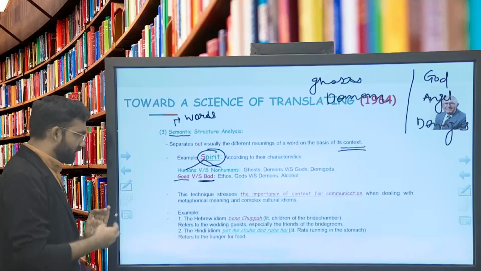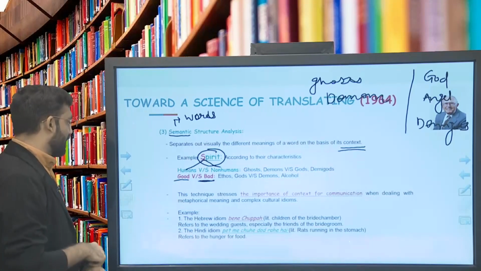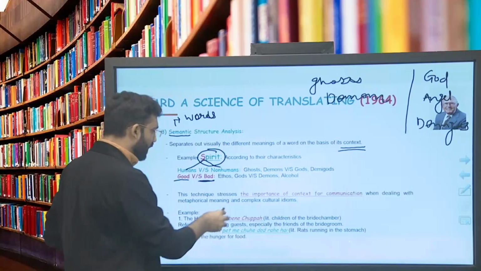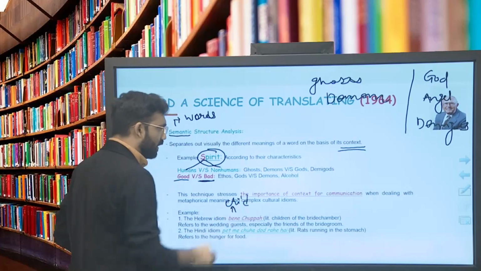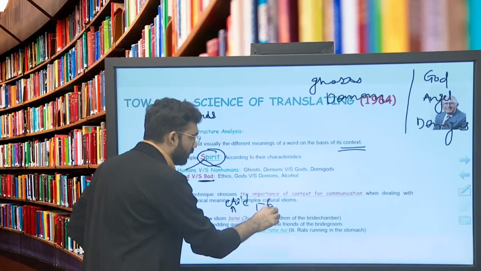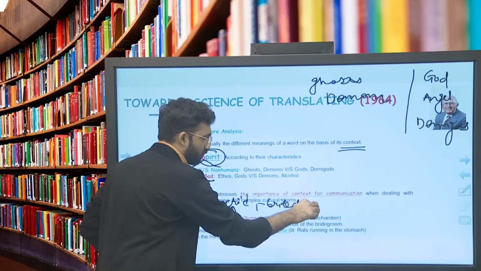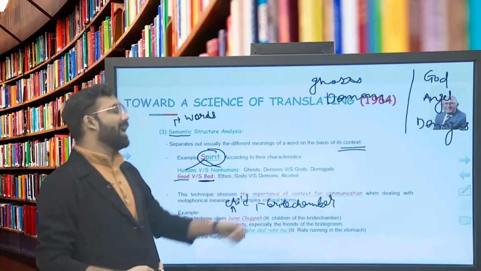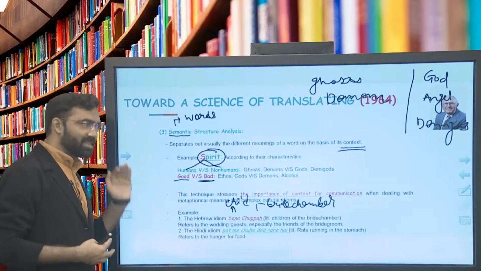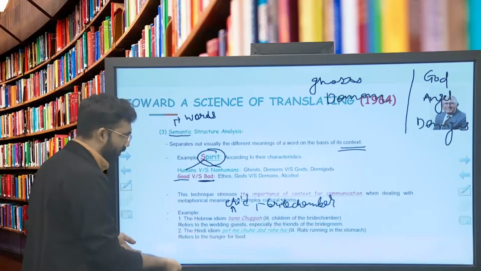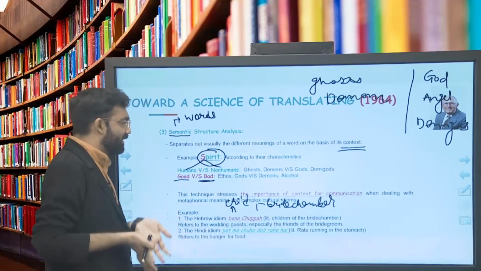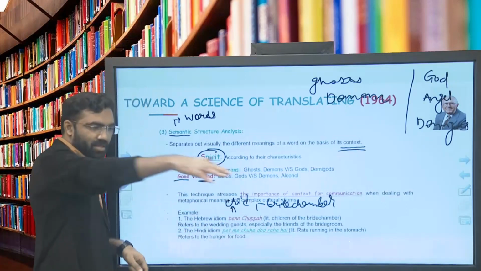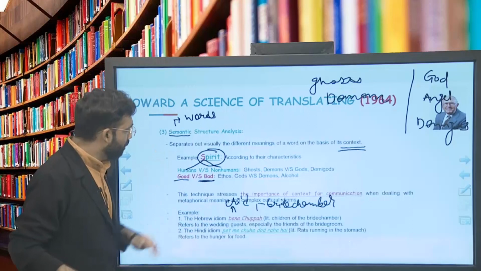Let's take two examples. The very first one is a Hebrew idiom, that is ben kupa. The literal meaning of ben is a child in Hebrew, and kupa means a bride chamber. So literally it would mean children of the bride chamber. But the specific idiom refers to the wedding guests, specifically the friend circle, the friends of the bridegroom. That is, bene kupa means the group of friends of the bridegroom.